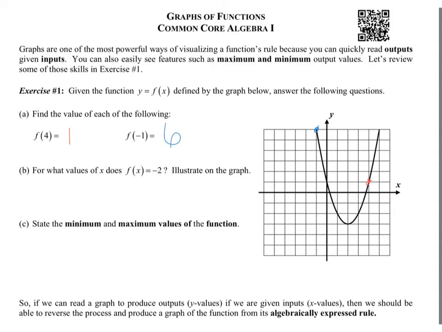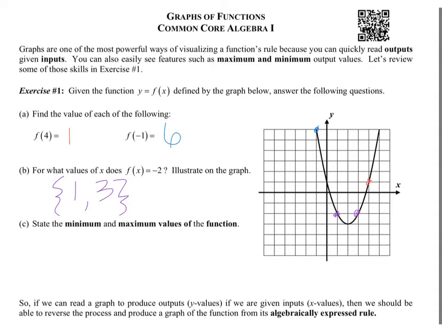So for what values of x does f of x equal negative 2? So we need to find on the y-axis where there's negative 2, there are two values for x there. And it's when x is positive 1 and when x is positive 3. So that is the solution set for f of x equals negative 2.